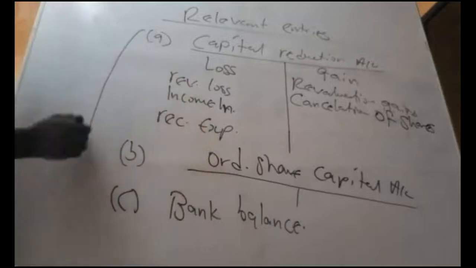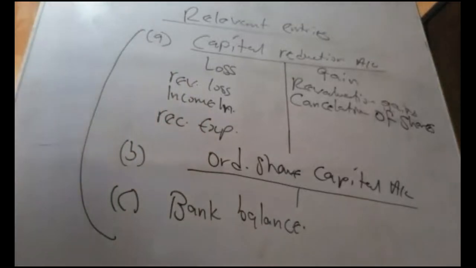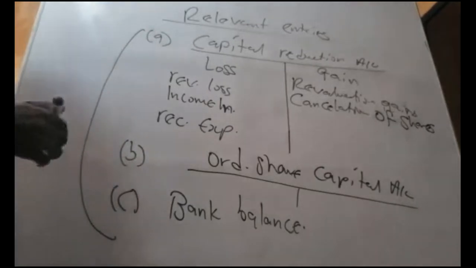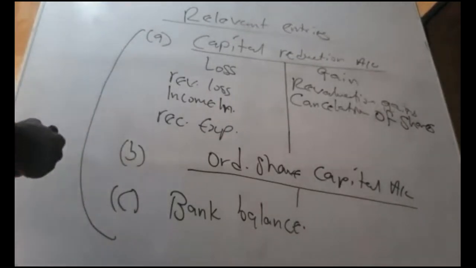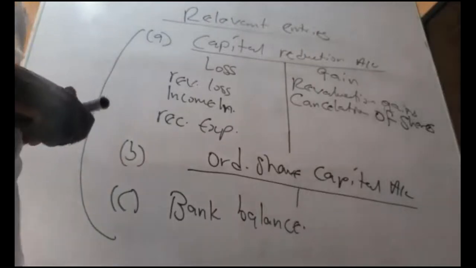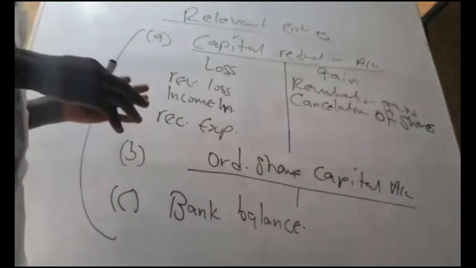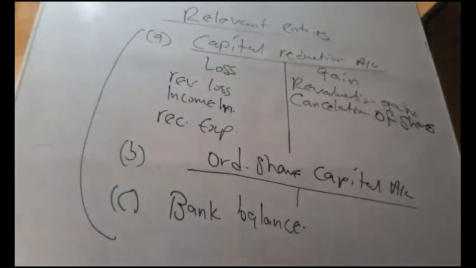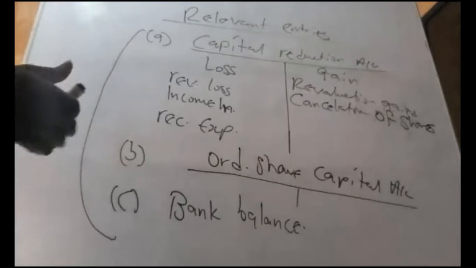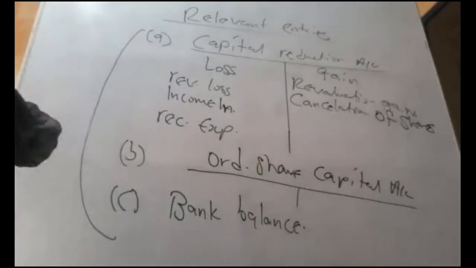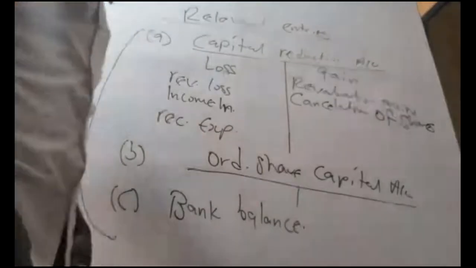Now, this one can form a workings. If they don't ask you, it might be your workings. If they ask you, then you have to do it. Then finally, you prepare the statement of the financial position. The statement of the financial position is the main aim of the game. So that is it. So now I'm done with the items needed to prepare the financial position. So finally, we will prepare the statement of the financial position after the scheme has been accepted. So that is it. Good.